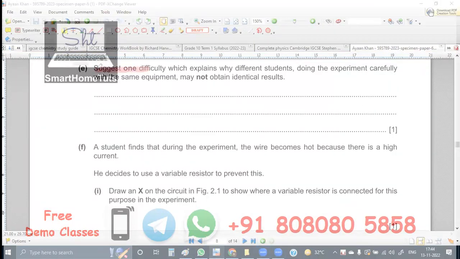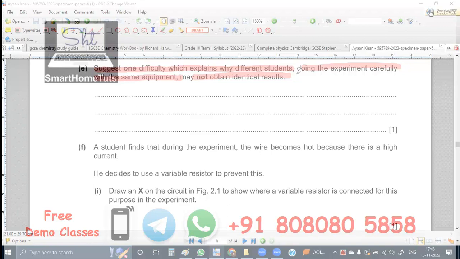Suggest one difficulty which explains why different students doing the experiment carefully with the same equipment may not obtain identical results. Now why may all students not get the same or similar result? The simple reason for that is it is difficult for every student to attach the crocodile clip at the same place.